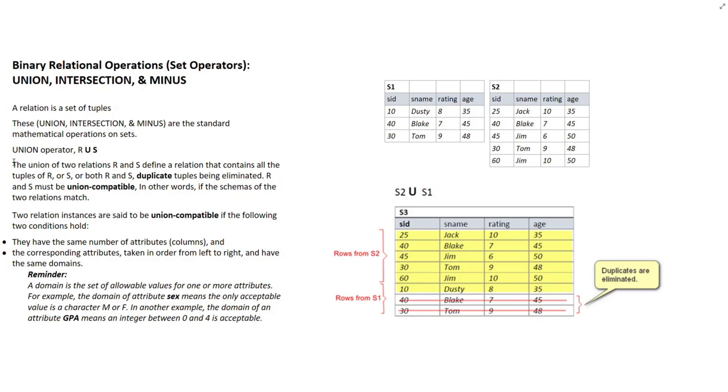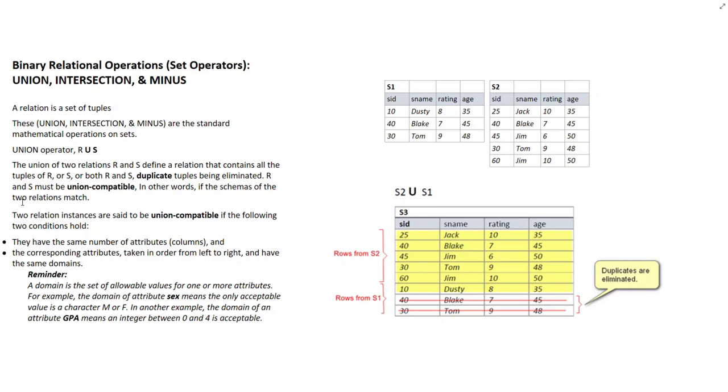In this case, for the union, it says the union of two relations R and S defines a relation that contains all the tuples of R or S or both R and S, duplicate tuples being eliminated. R and S must be union compatible. In other words, the schemas of the two relations must match.